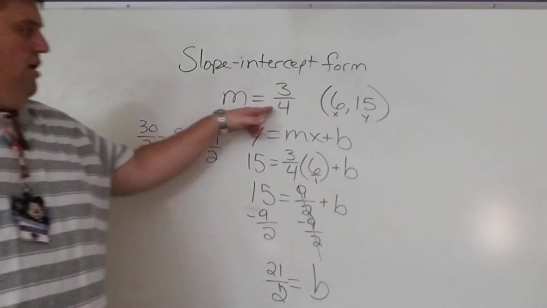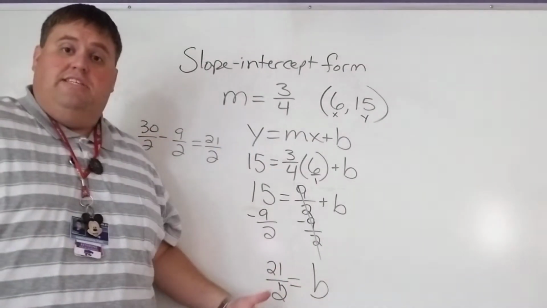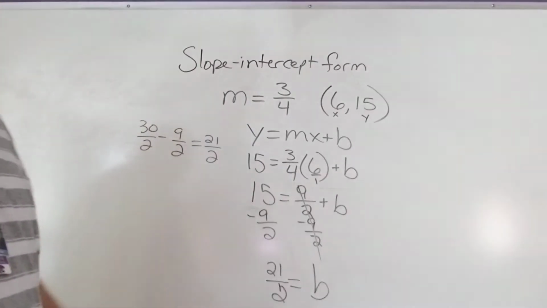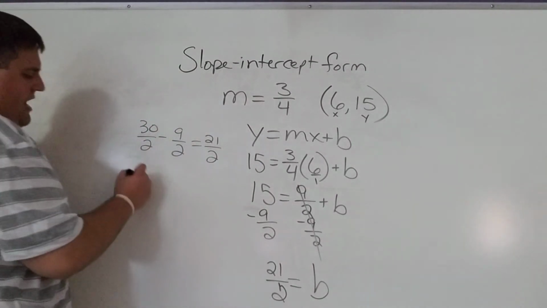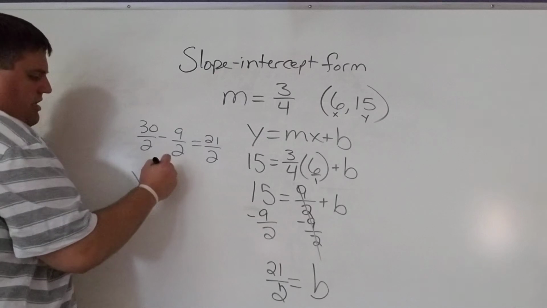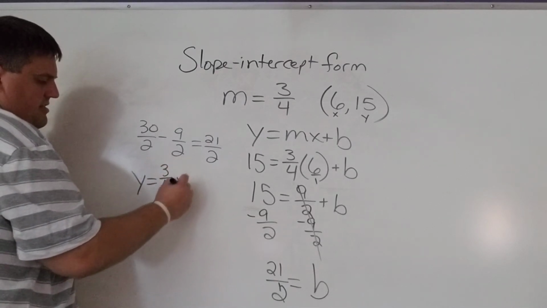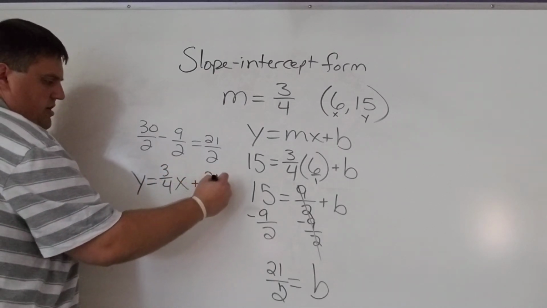So now I have my slope. I found my y-intercept. This is an example of a y-intercept that's not so pretty, but that's okay. And then I can still write my equation. So now I got y equals 3/4 x plus 21 halves.